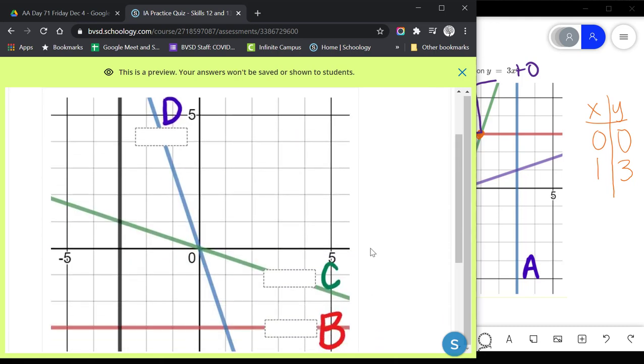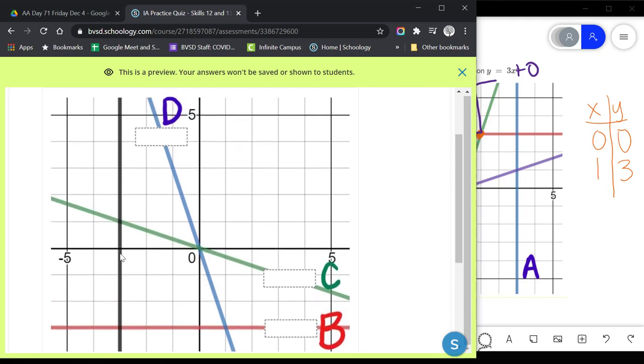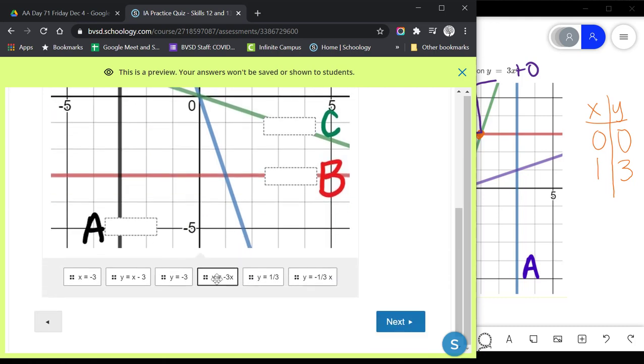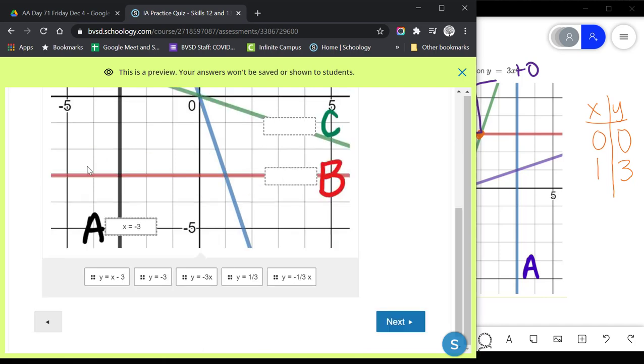Okay, same game here. This black line, which is labeled A, that's a vertical line. So every point on this line has an x-coordinate of negative 3. So I know that this one is going to have to be x equals negative 3. And then this horizontal line that I see here, every one of these points on this line has a y-coordinate of negative 3. So that's going to have to be y. So also we know that has a 0 slope, this line B. So 0x plus negative 3. But we usually just write y equals negative 3.